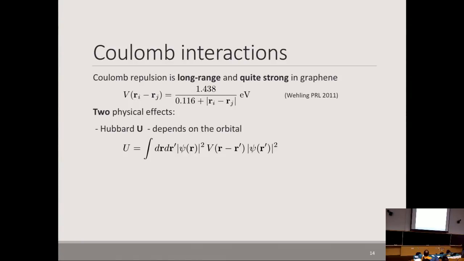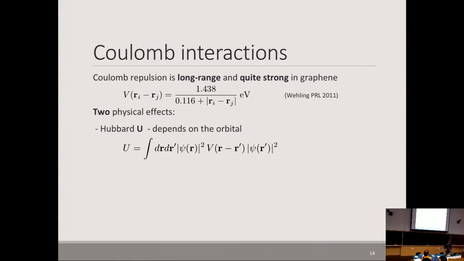And it's important to note that they actually don't really screen that well. It's just because of its semi-metallic nature, they're still pretty long range. Now, we took this form just from literature in graphene, and then there's 2 physical effects that you can have. The first one is discussed a lot, which is the Hubbard U. The way you compute Hubbard U is you take your orbital, what you're interested in, you square it, and then you just integrate over basically a product with itself with the Coulomb energy.